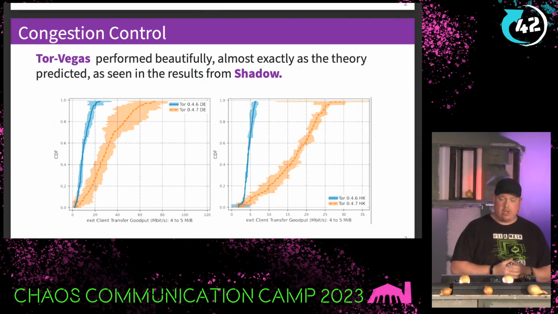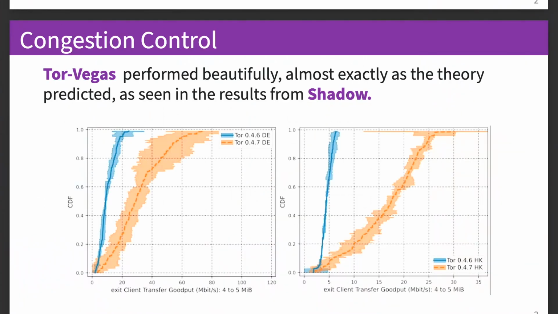We ended up spending a lot of time working in a simulator that we have called Shadow, where we tried to test the different algorithms for seeing how they were performing, having an idea about which parameters we could tune in various conditions, and see how things are doing. These plots are a little bit difficult to understand. They're CDF plots, but the idea here is that the orange part of the curve is the 0.4.7 release, and the blue part is the 0.4.6 release.